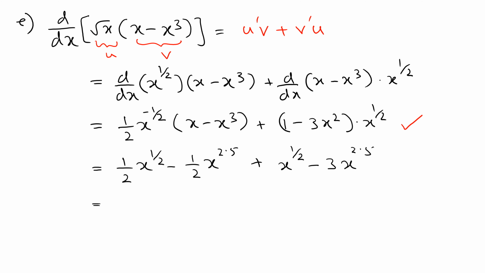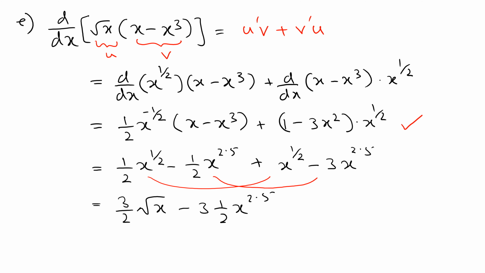Now we can write this in a nice way. We can first combine the square root terms, so we have those two. You're going to get 3 halves square root x, since 1/2 power is square root. Then we can also combine the other two, and you're going to get negative 3 halves x to the 2.5. And 2.5 you can write as a fraction. You can write it as 2 and 1/2, and then we multiply 2 by 2 and add 1, so multiply and add.